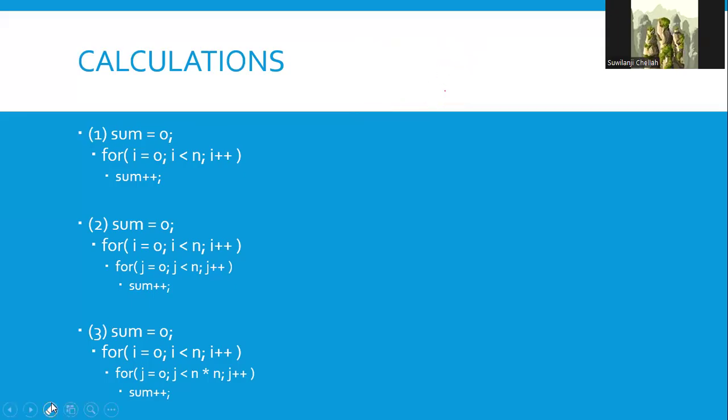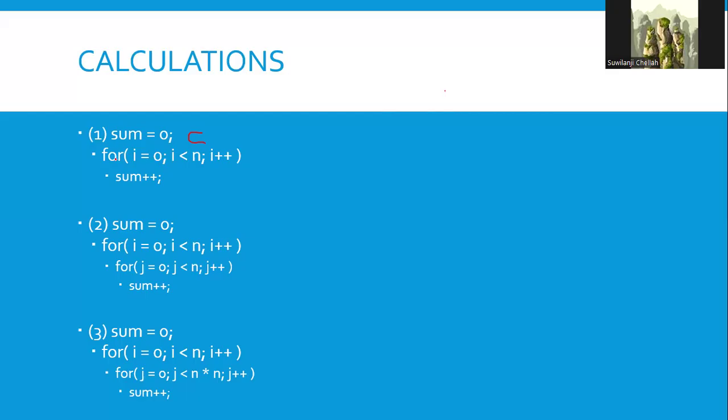I wish I had a touchpad, but yeah, let's have what we have. So let's begin solving this. This one is very easy. So sum is equal to 0, right? And remember, assignment operation has got a constant time. So here we put that as C.